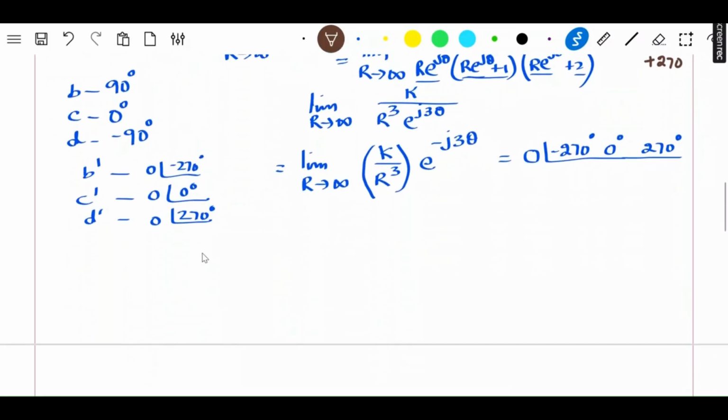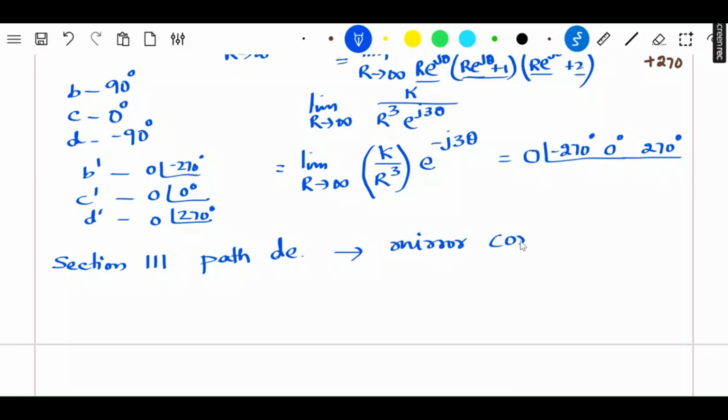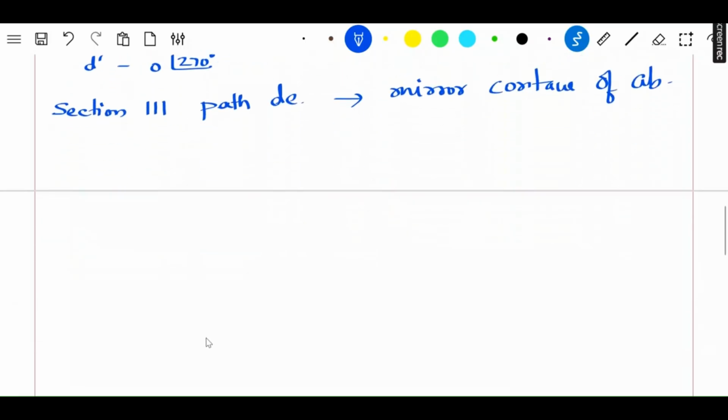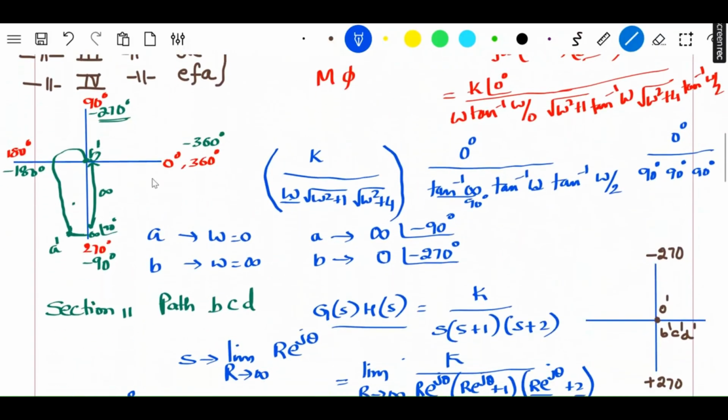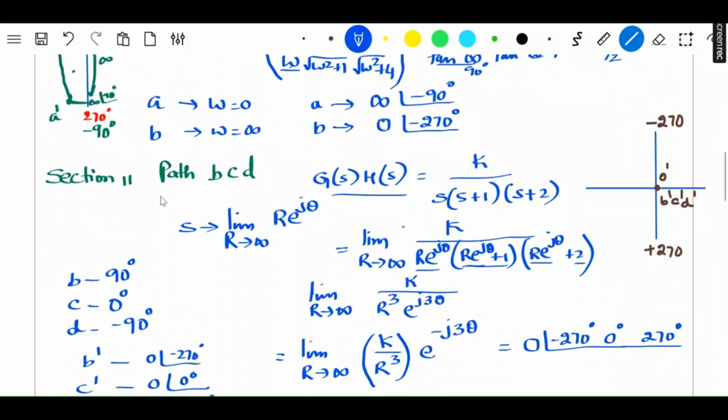D and D dash. It is not DA, keep that in mind. In this particular problem, it is section 3, which is path D. Let me tell you, this path is the mirror contour of AB. Keep that in mind. This path is a mirror contour of AB. So therefore, if I draw the mirror contour of AB, if you go back and see AB contour, this is A dash is here, B dash is here. Now the mirror contour is this entire diagram will go upwards. So that is the mirror contour.